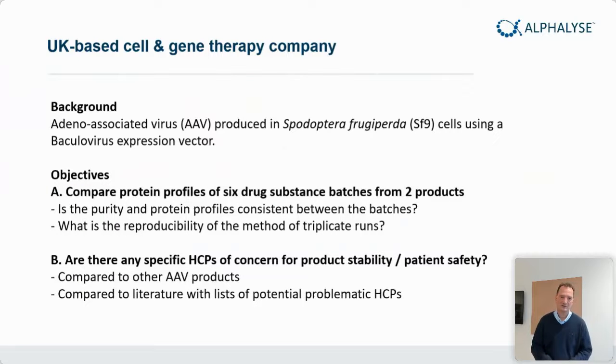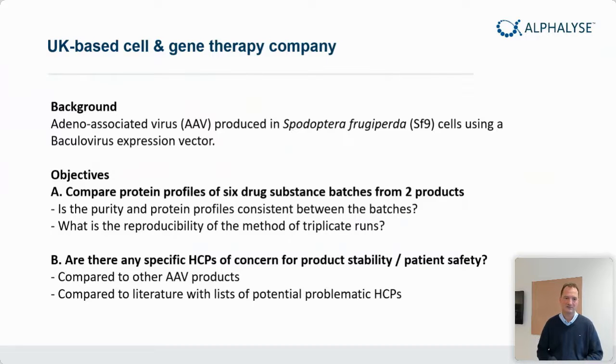And the objective in this project was to compare the protein profiles of 6 different batches of drug substances from 2 different AAV products. So, the question is, are the purity and protein profiles consistent between the batches? And they also asked us, what is the reproducibility of your method if we are going to send more samples later on for the same analysis?